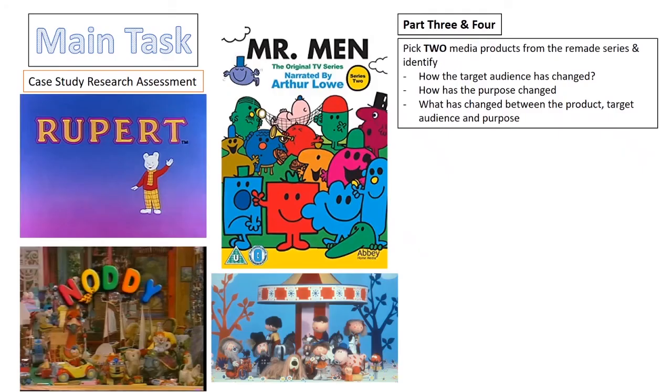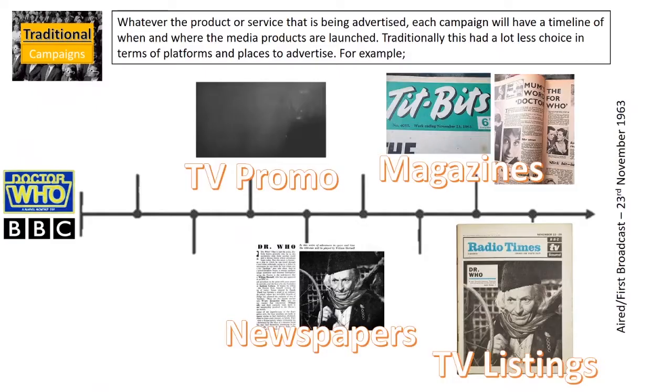So then we move on to part 3 and 4. Okay, so looking into those case studies again. What you've got to do now is you're looking at the rebooted version. Okay, so you're looking at the newer series as opposed to the older one, and we've got to look at how the target audience has changed. You know, how's the purpose changed, and what has changed between the product and the target audience and purpose. Now I'm only going to go through one. You're going to have to do 2. All right, and you can fill those into those slides of part 3 and part 4.